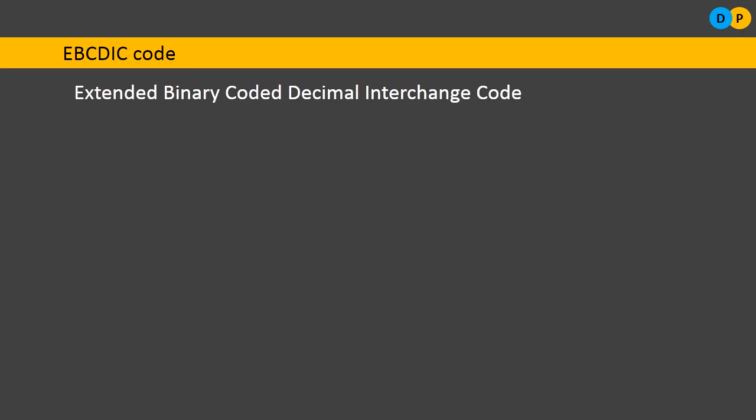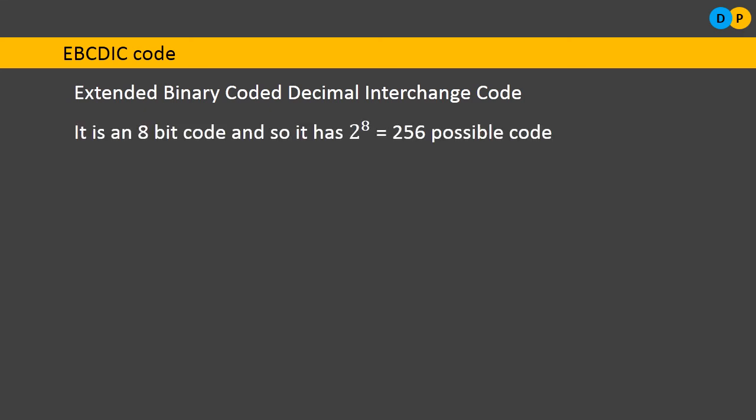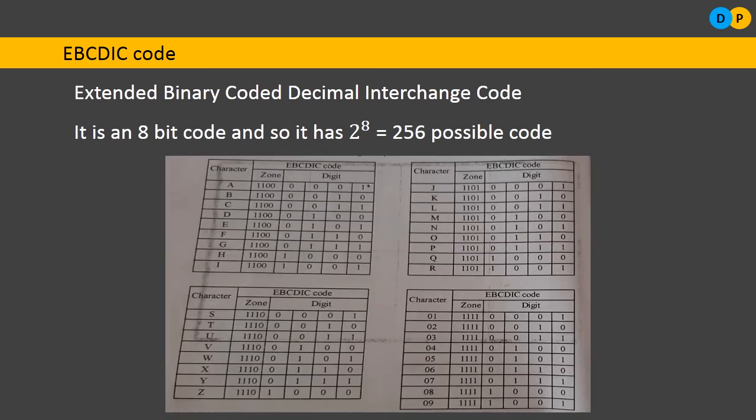So in total there will be 2 to the power 8, which means we can represent around 256 different types of symbols. EBCDIC is an 8-bit code, so it is possible to represent 256 different codes. This is the table. As I told you, in the zone we will be considering 4 bits, and 4 bits for representing the digit. So in total 8 bits, and 2 to the power 8 gives you 256 different possible codes.